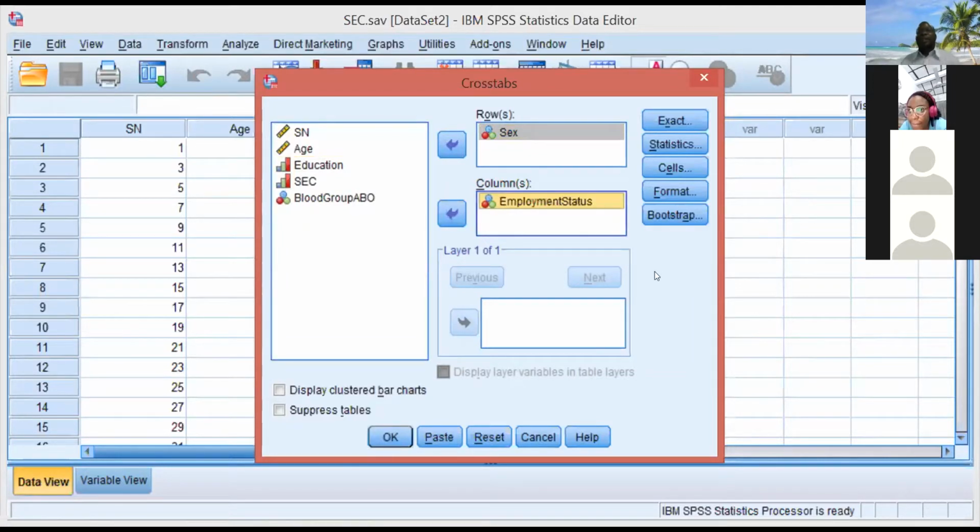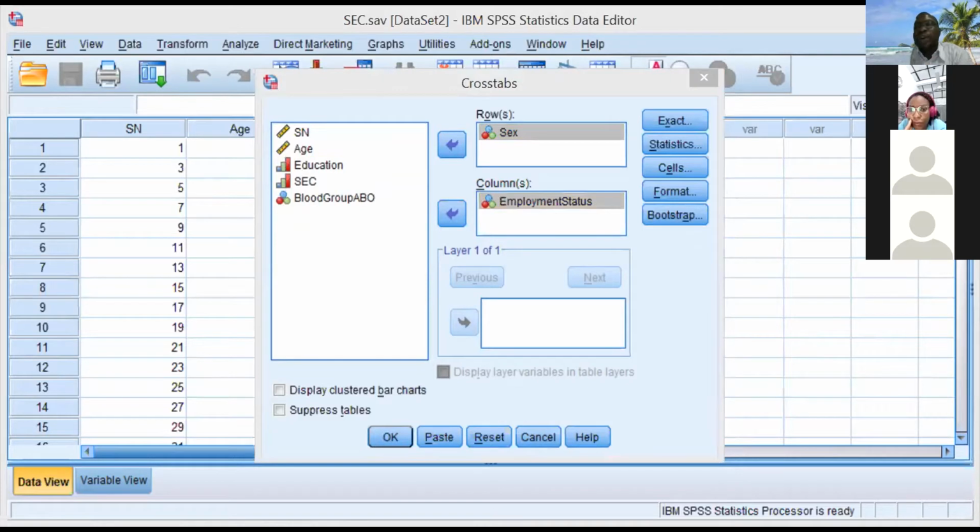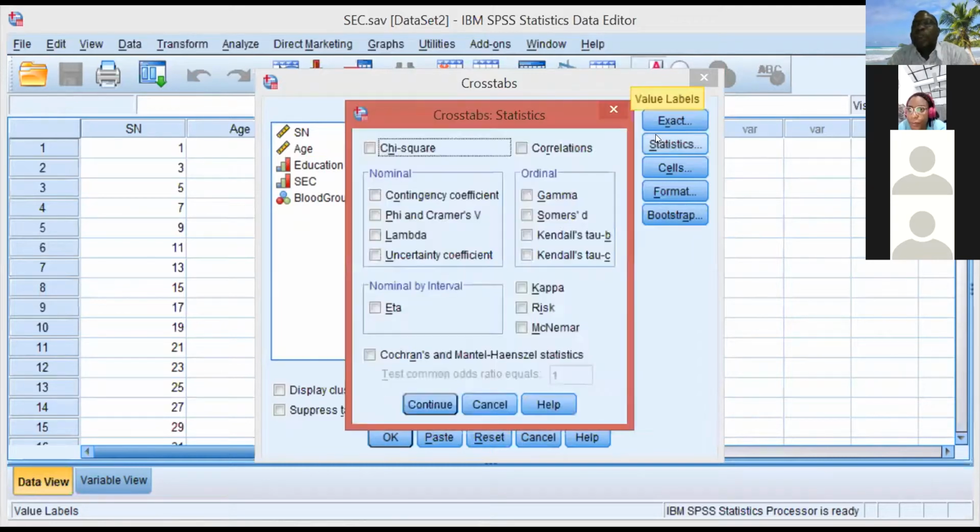That's great. Now you will see some options on the left side. Click on statistics. The person that was asking about Fisher exact, this way. Okay, wait. Let's do it one at a time. Click on statistics. Click on chi-square.